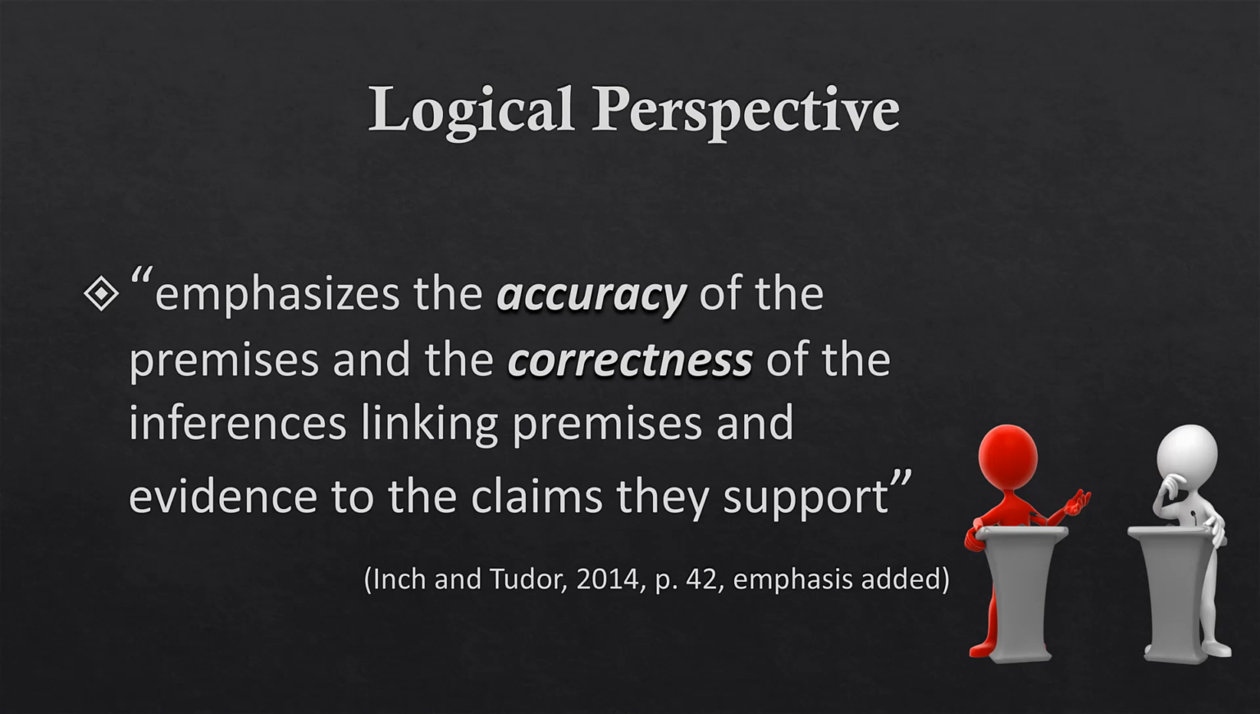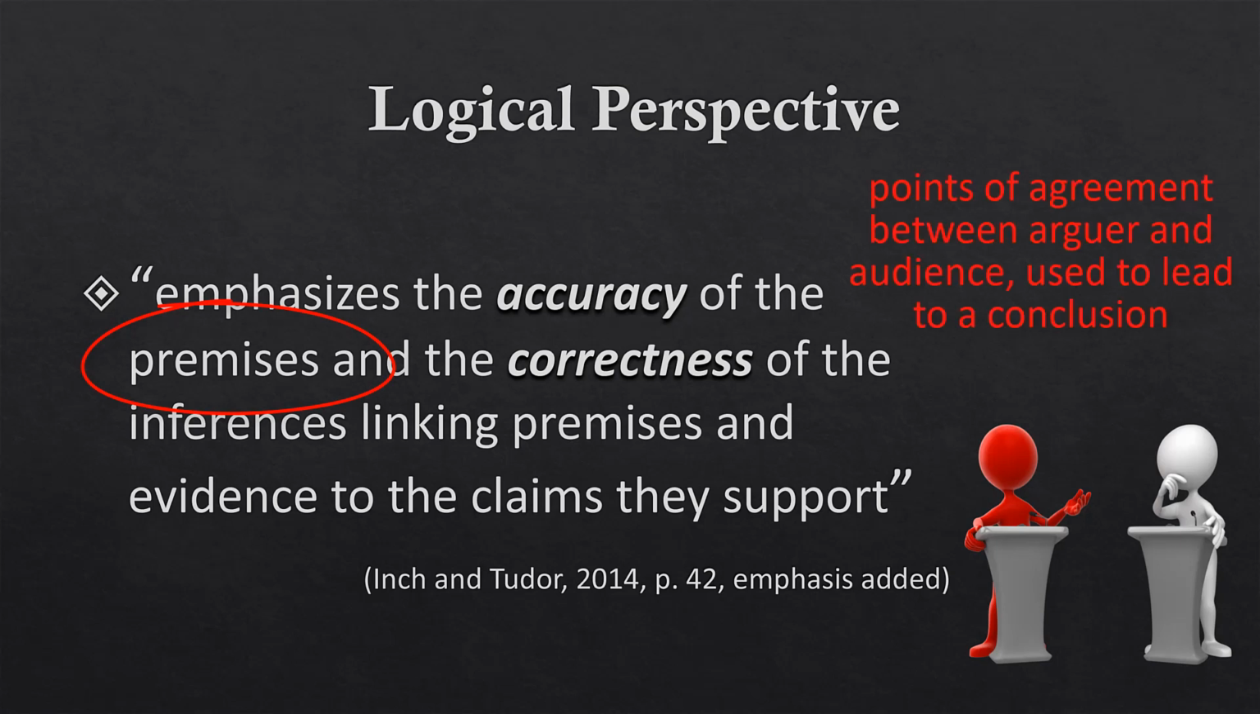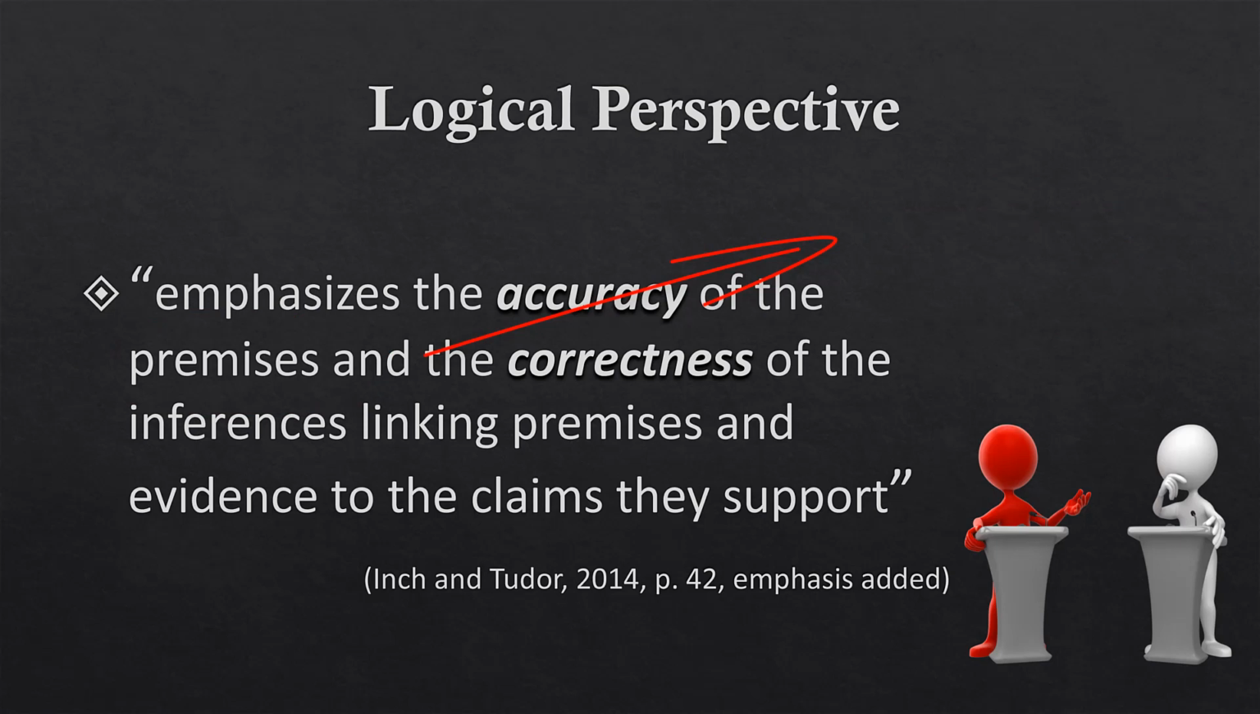If you recall an earlier video in this series, you'll remember that when we're talking about premises, essentially what we're talking about are points of agreement between the arguer and the audience that are used as the basis of building toward a conclusion in order to convince the audience of the correctness of that conclusion. And evidence is a primary form of premise that's used in any argument. So when we're thinking about evidence from a logical perspective, we want to be primarily concerned with accuracy. Is the evidence true? And is the evidence then going to be a sound foundation for the claim that we want the audience to accept?